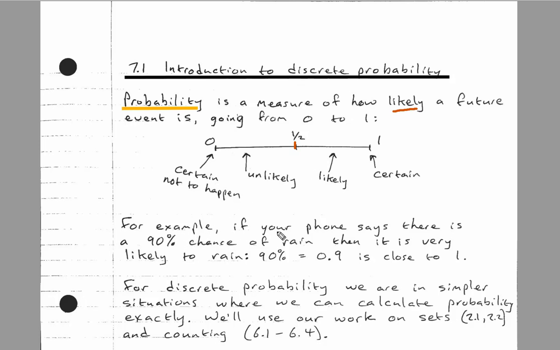For example, if your phone says there's a 90% chance of rain, well, 90%, that's 0.9, so that's close to 1, so that's very likely. So yeah, you need an umbrella. Okay, so that's the idea, probability.